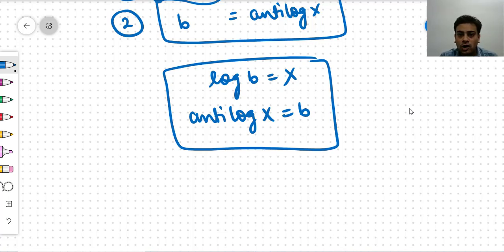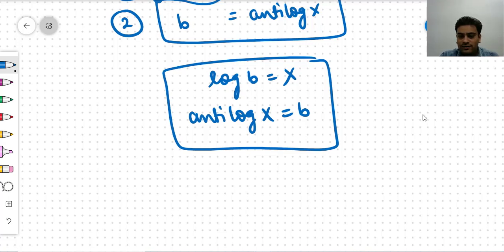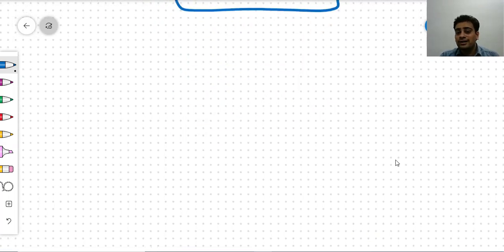Otherwise, if you need to solve the log function and anti-log functions, then you need to focus on the base also, because as I told you, with the changing of base, your log value also changes. Is this clear? So this is the basics of log and anti-log. And now we'll start with the logarithm functions or logarithm values.